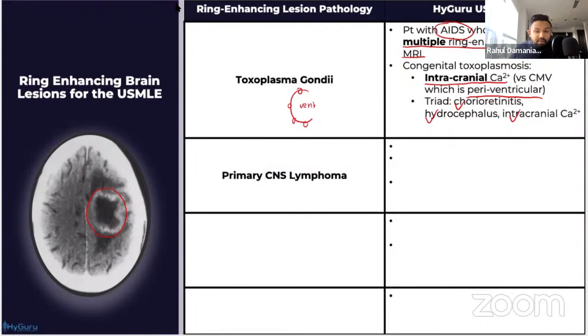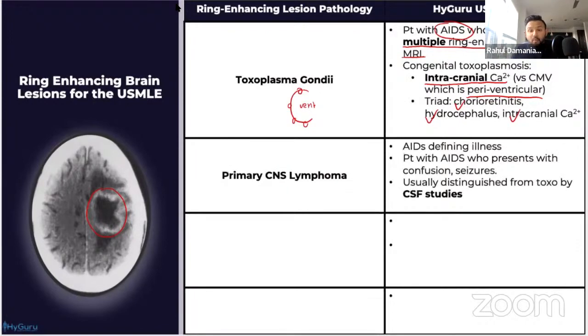Now, what's another differential for this ring-enhancing lesion? Similarly, you may want to have primary CNS lymphoma as your differential. And that is, again, a patient with an immunocompromised state who presents with confusion and seizures. And usually this is going to be differentiated from toxoplasmosis based on CSF findings. So with CNS lymphoma, you may have abnormal, atypical, malignant type cells, whereas you're going to have more infectious type of CSF when it comes to toxoplasmosis. Another way to think about it is say that they gave the actual treatment for toxoplasmosis and the patient did not improve, you may then think, this might be primary CNS lymphoma.